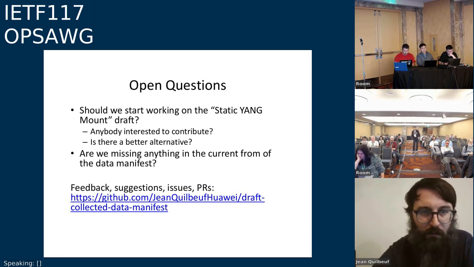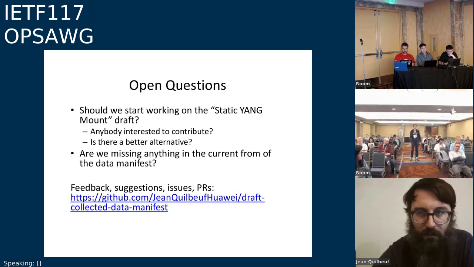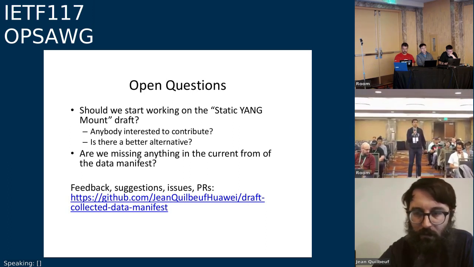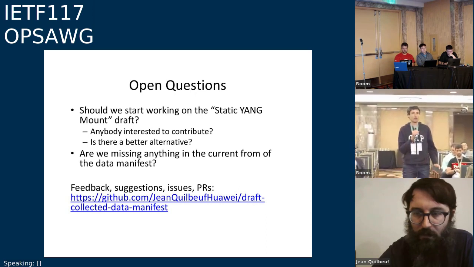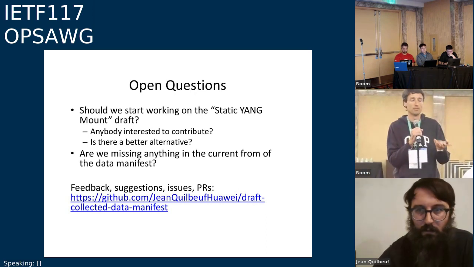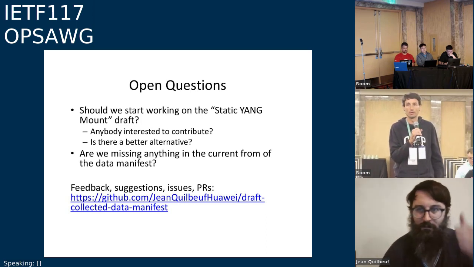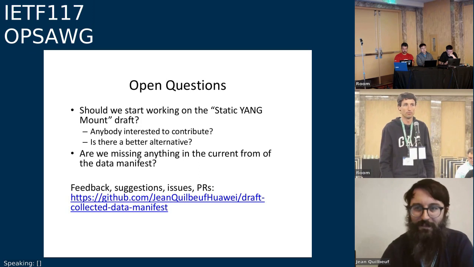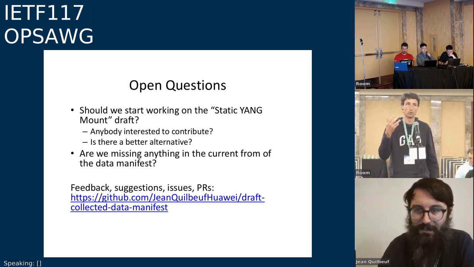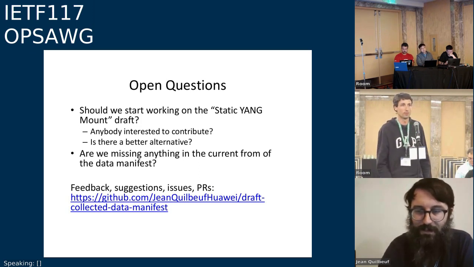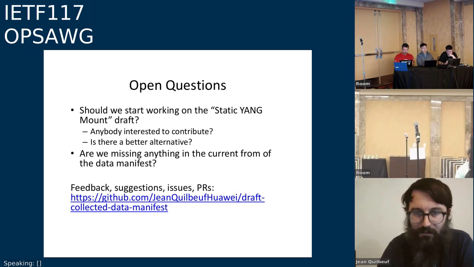Victor Lopez from Nokia. We have been looking at a similar problem when you want to reuse the models to configure the network. I'm interested to work on this static YANG mount solution or something similar. We are having a similar issue, not only to retrieve the data, but also to use it to configure the network. Thank you.